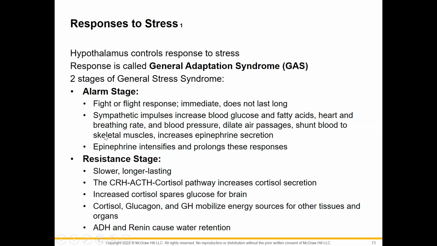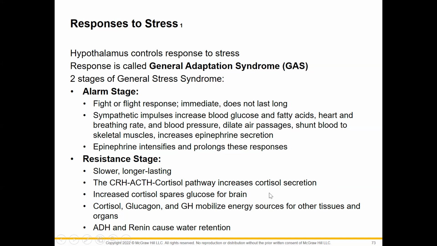That is the alarm stage of the stress response. Now, the resistance stage is slower and it's longer acting. Basically, you have the CRH ACTH cortisol pathway that increases your cortisol secretion. This increased cortisol will then spare glucose for the brain.